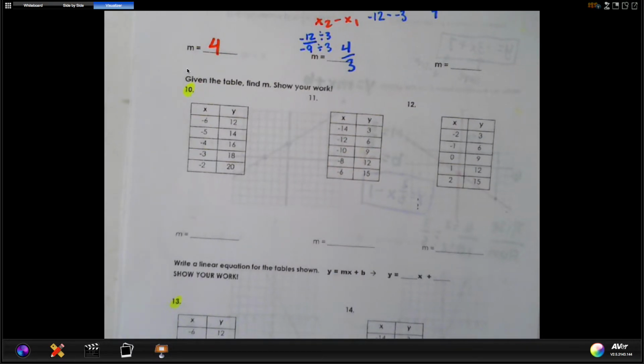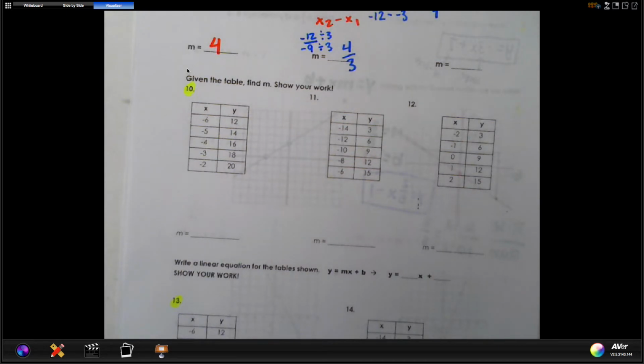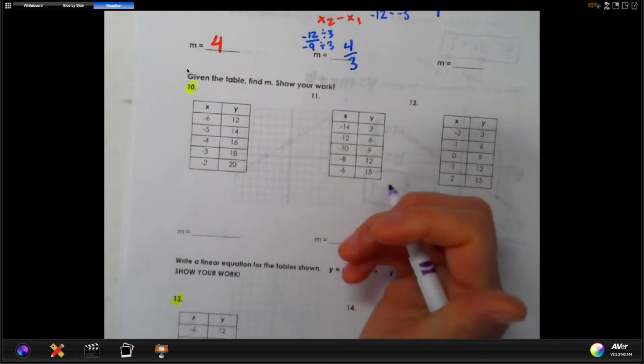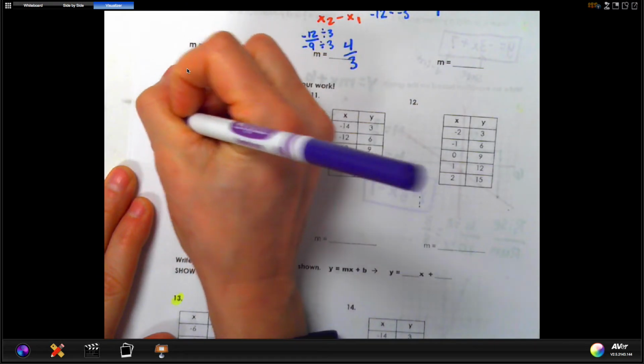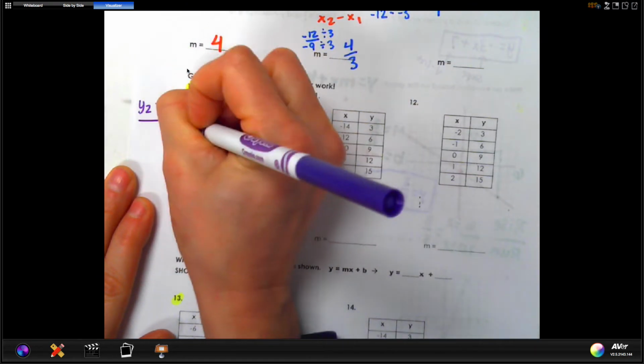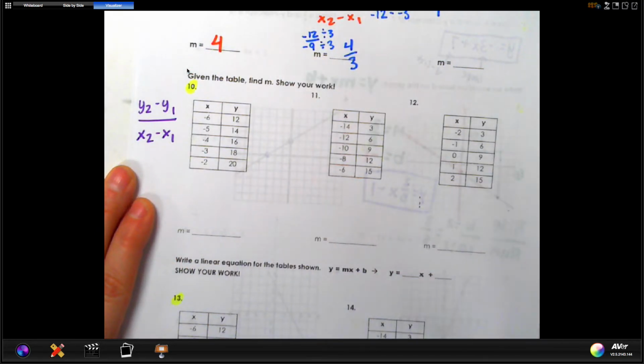So number 10, I was going to do out with you, but I think I will wait. But what I will remind you on number 10 is the formula and what the labels look like. So on number 10, you're going to use the same exact formula that you used on 8. So don't forget that you're going to use y2 minus y1 over x2 minus x1. The labels are what are different here.